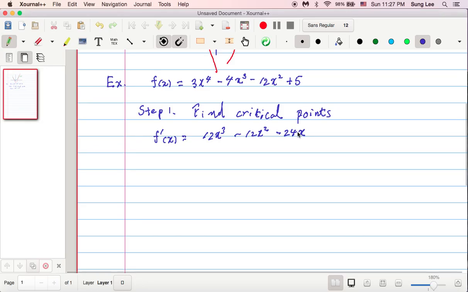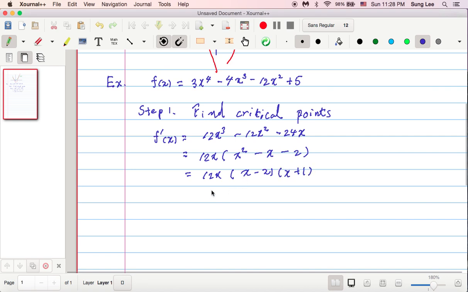No big deal, right? Now, notice that all three terms have 12x in common, right? So let's factor it out. 12x is factored out, so what's remaining is, in this case, x squared minus x minus 2, right? And the one inside the parentheses is factored to x minus 2 times x plus 1.